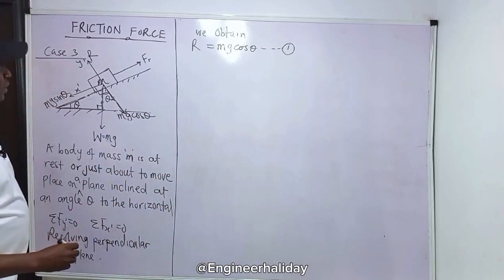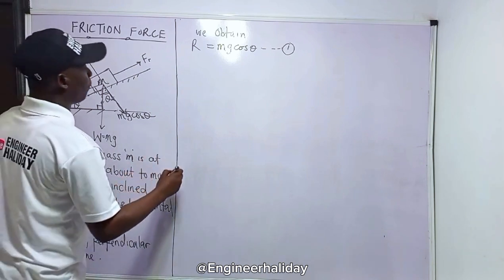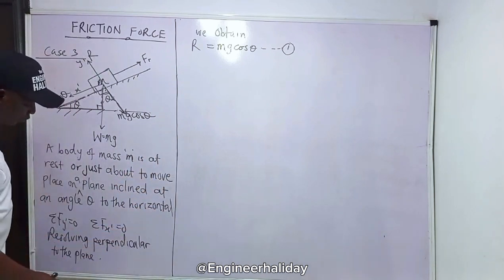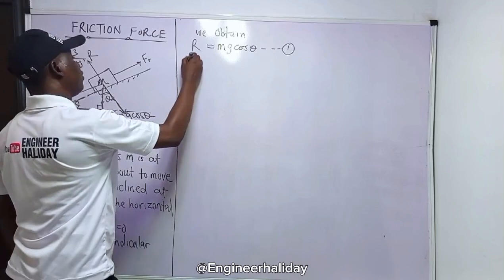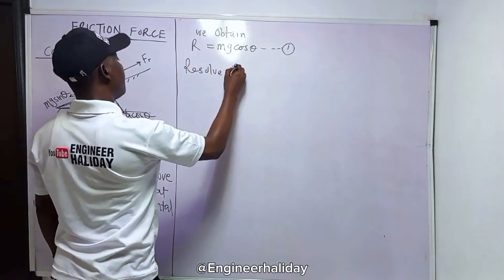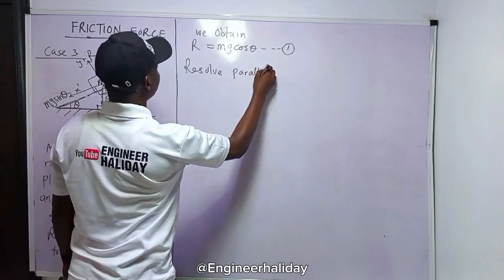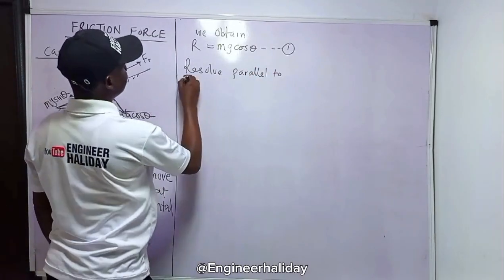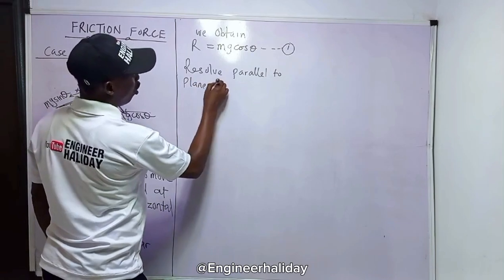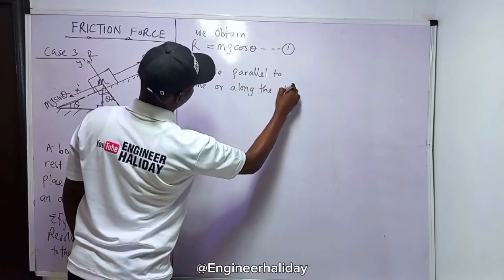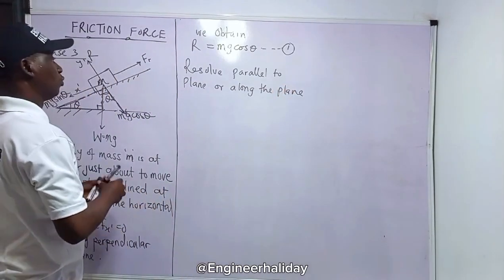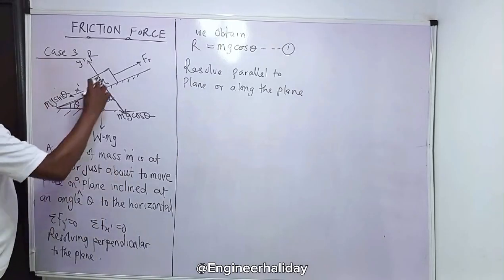Now we go. Resolving perpendicular to the inclined plane, you have that. Now we resolve parallel to the plane, or along the plane. What we have now is the frictional force.